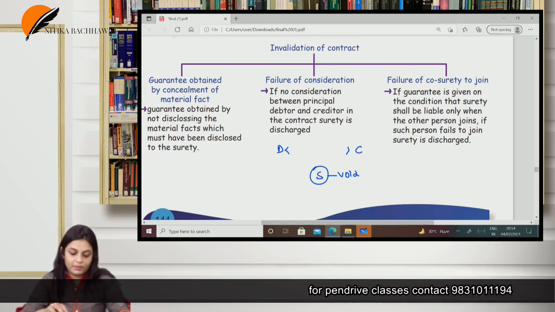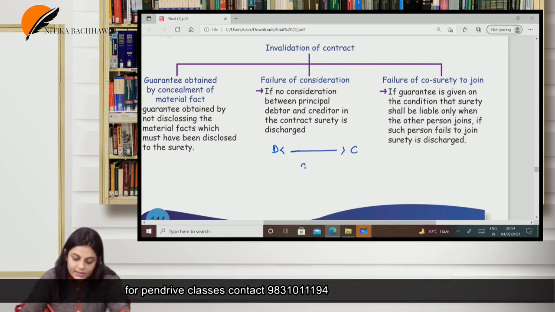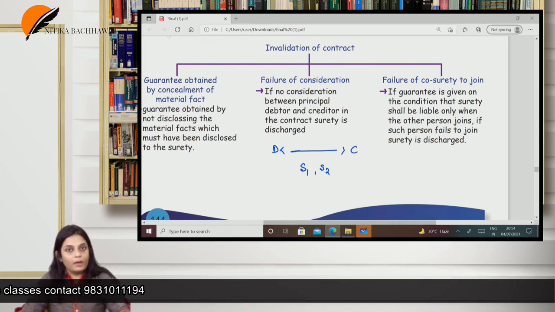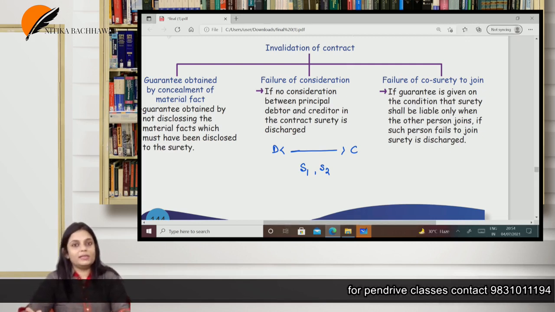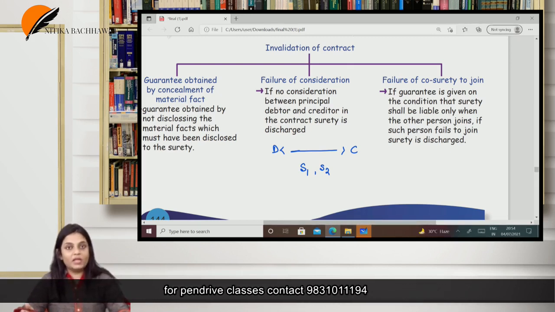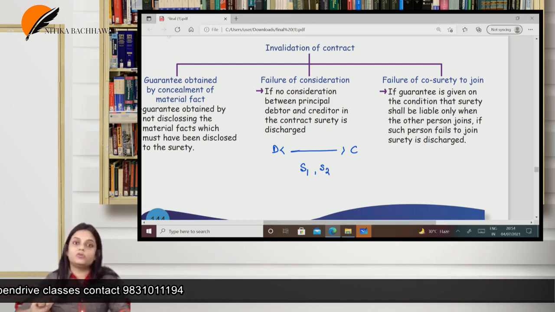When more than one person gives the guarantee. So when we say co-surety, let us say S1 and S2 have given a guarantee, right? S1 and S2 have given a guarantee. So they are known as co-sureties. Now please understand, co-sureties are just like joint promisors. So if one of them pays on behalf of the others, he can also recover from the other the share that he was supposed to pay, right?